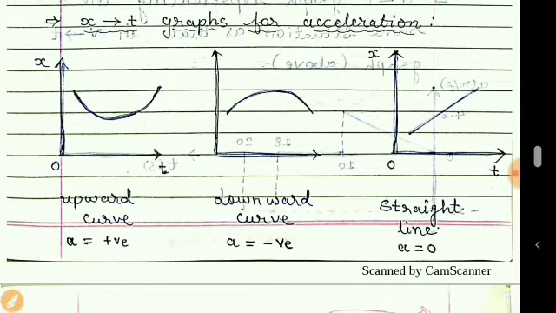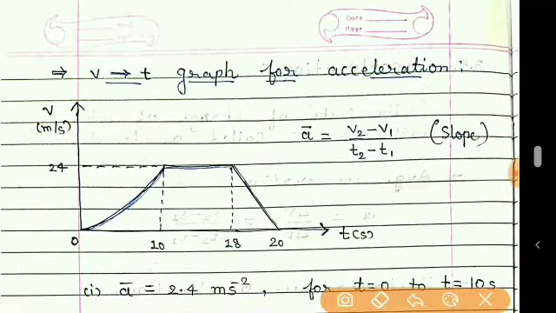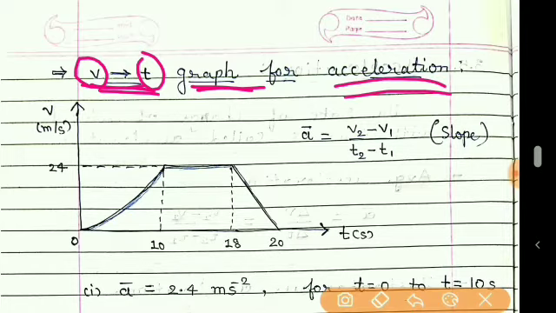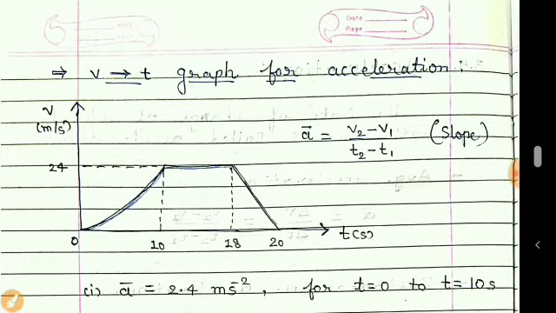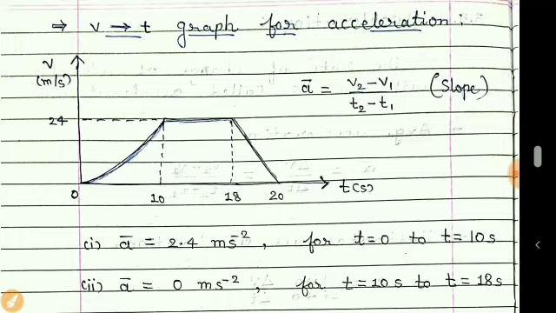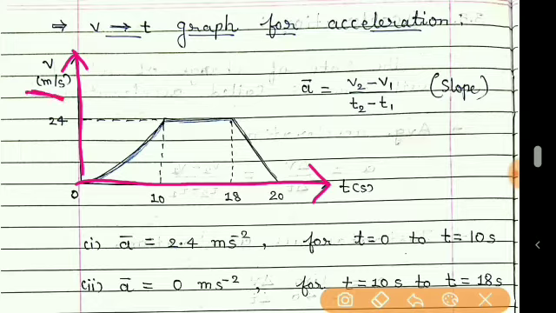Now we will study the v-t graph. Students, this v-t graph means the velocity-time graph, and here this velocity-time graph is for acceleration. So now let us understand it properly. Here in this graph you can see velocity along the vertical line and time along the horizontal line, that is along the x-axis. Velocity is in meter per second and time is in second.